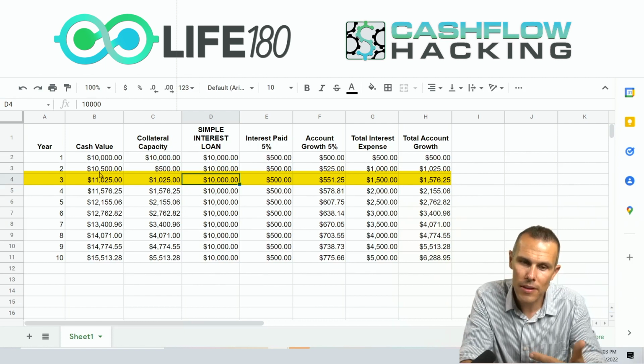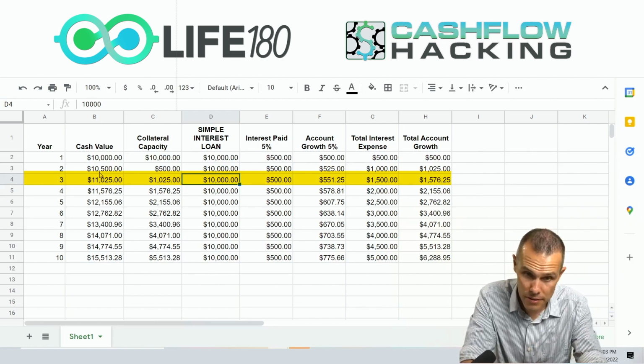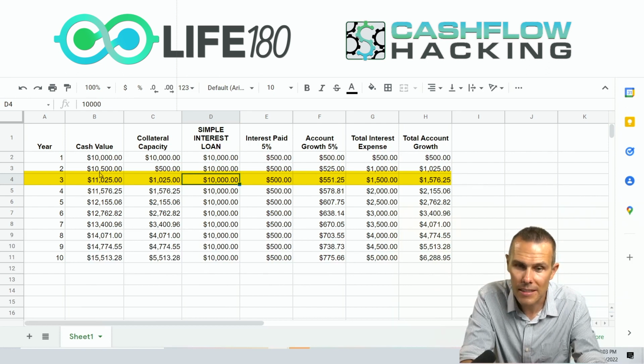This is one of the things that I can't stand, everybody saying that you pay yourself interest, because you don't pay yourself interest. You can never earn interest because these $500 payments are going back towards the insurance company. These loan payments are going to the insurance company. They're not going to you. So it's important to understand that.